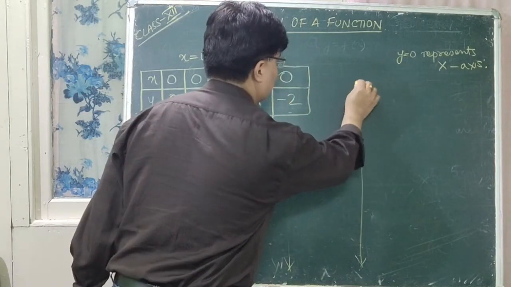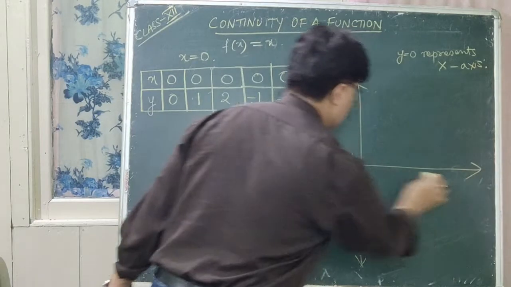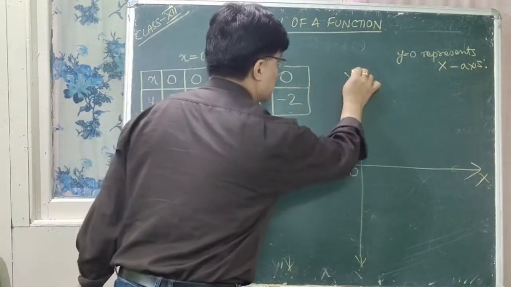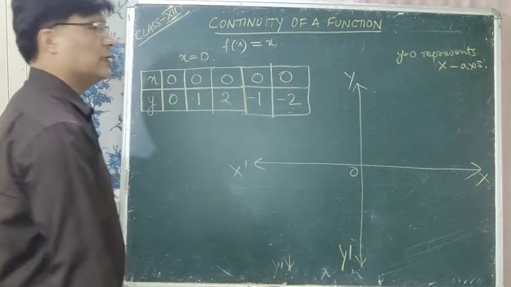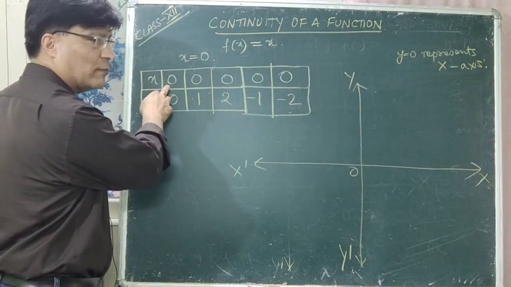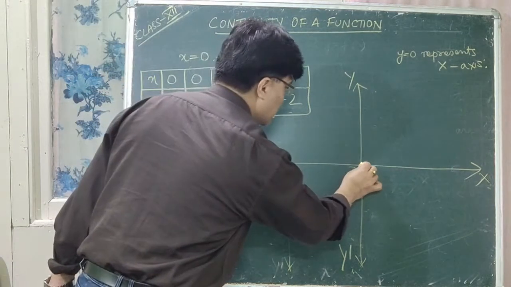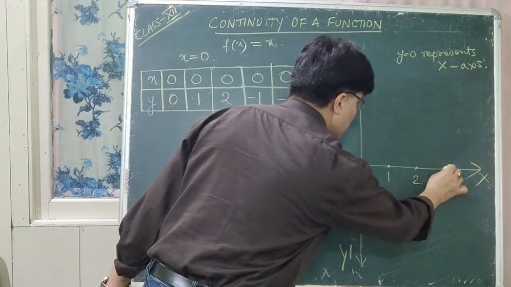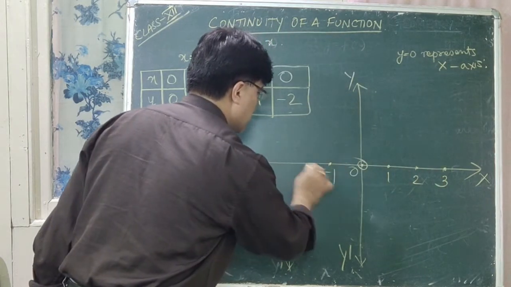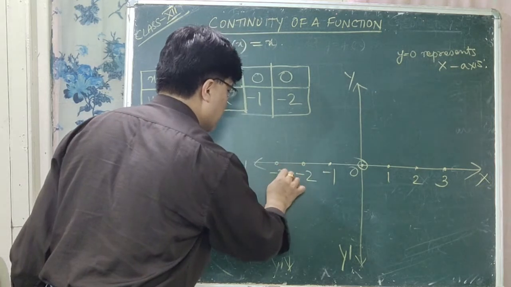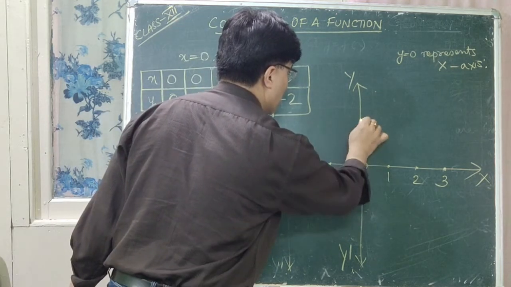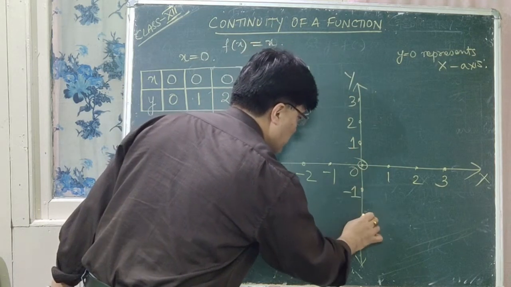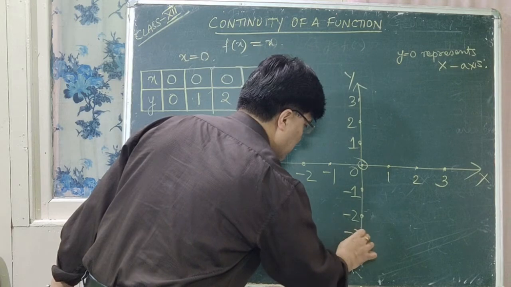So this is your y-axis. This is your x-axis. So it is x o x dash. This is your y o y dash. Right. So first of all, mark this point 0, 0. It lies out here. Suppose this is 1, 2, 3, and this is your -1, -2, -3, and so on.